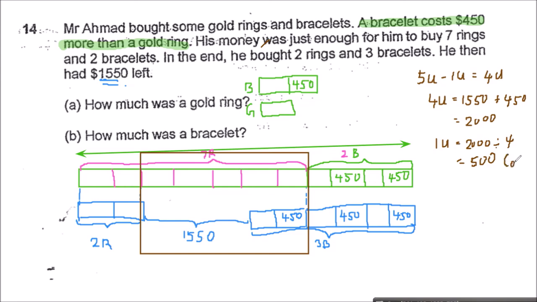So we have the answer for part A here. So how much was the bracelet? So if you look at B, the bracelet is just 500 plus 450. I have $950. Okay, please put in the dollar sign. Okay, and that's it.